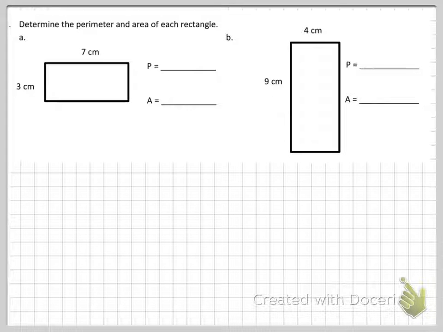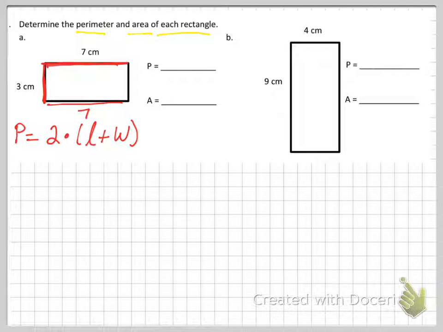All right, with letter A, the direction says to determine the perimeter and area of each rectangle. So, in order to do the perimeter, let's get our P equals, and remember that important formula, 2 times the length plus the width. When we're doing the perimeter, remember we're going around this side, and then this side. And remember, what's on this side is going to match on this side. So this side is 7 centimeters. And then the width over here is 3 centimeters.